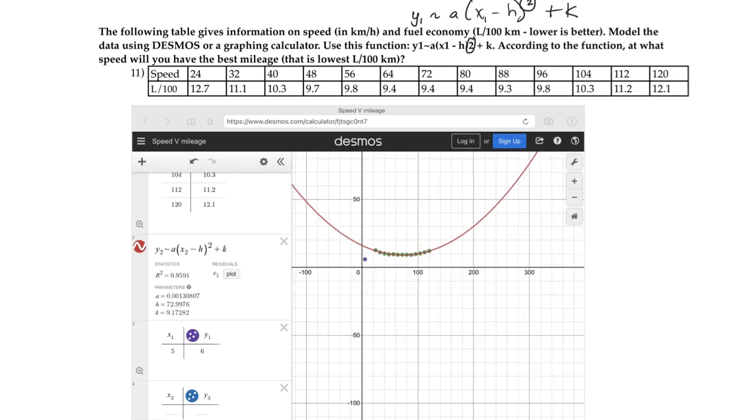So if you've referenced the right x1, y1, then your function will be y is equal to a is 0.0013, and then bracket x minus 72, call it 73, squared, plus k is 9.2, call it. So this would be your speed, and then this would be your mileage. Okay, hopefully that helps you with that.